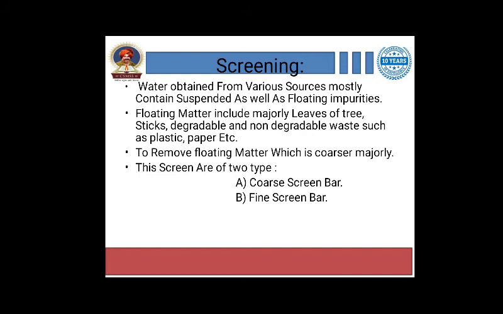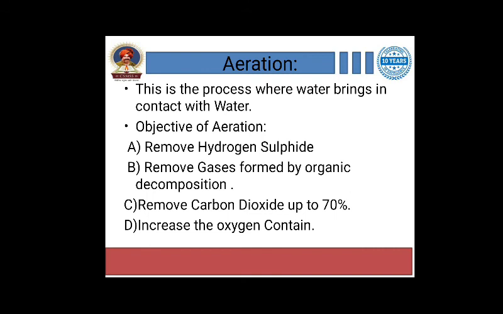To remove the floating matter, we will use majorly two types of screen bars, which are the coarser screen bar and the finer screen bar, right? Now next, aeration. After the screening process, water will pass through the aeration unit. This is a process where water is brought in contact with air. By mistake it was typed that water is brought in contact with water, so make it correct: water is brought in contact with air.